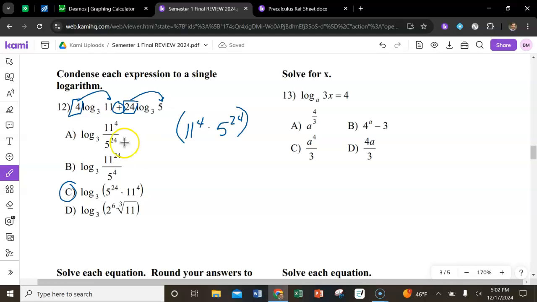You could always just type this into Desmos. It will give you a value. And then figure out, if you type these into Desmos, which one gives you the same value as what number 12, the question gave you.